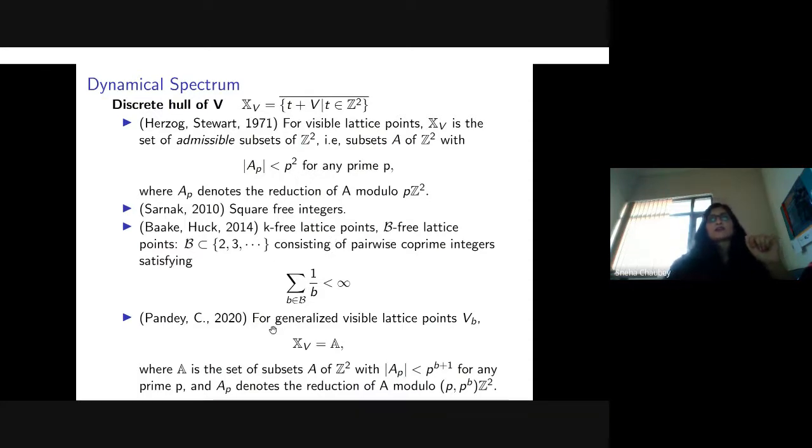And as was expected, because it's true for B equals 1, one should be able to characterize it for general B. So in an ongoing work, we characterize this discrete hull, and we see that it is nothing but again the set of admissible subsets where the cardinality of A_P is less than P to the power B plus 1 for any prime P, and A_P denotes the reduction of A modulo P, comma, P to the power B.